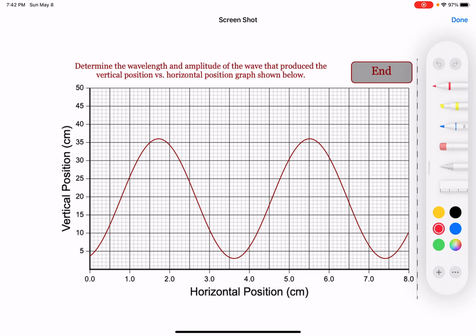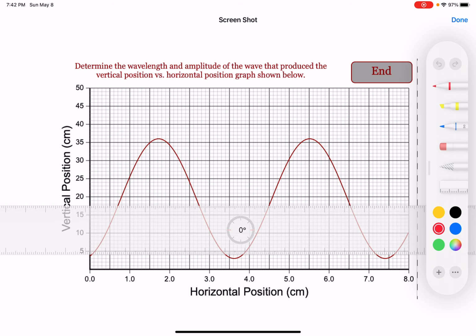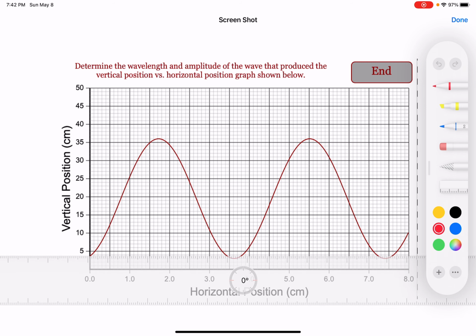Here is some help solving the first of your problems. This is the one where you have to find wavelength and amplitude. Start out by trying to establish the center of your sine curve.